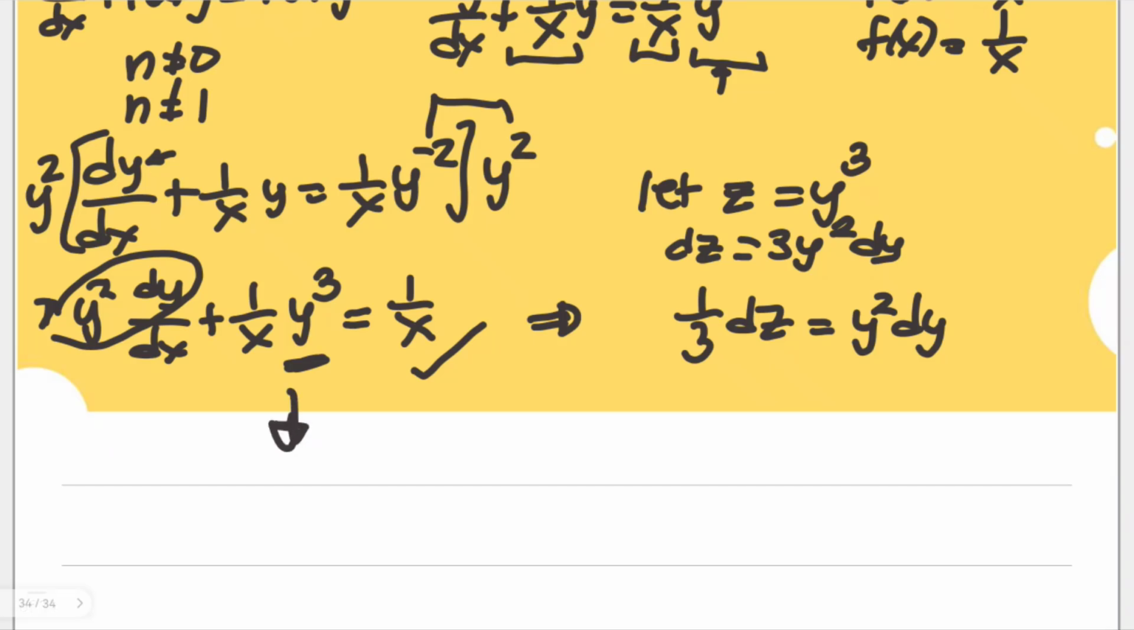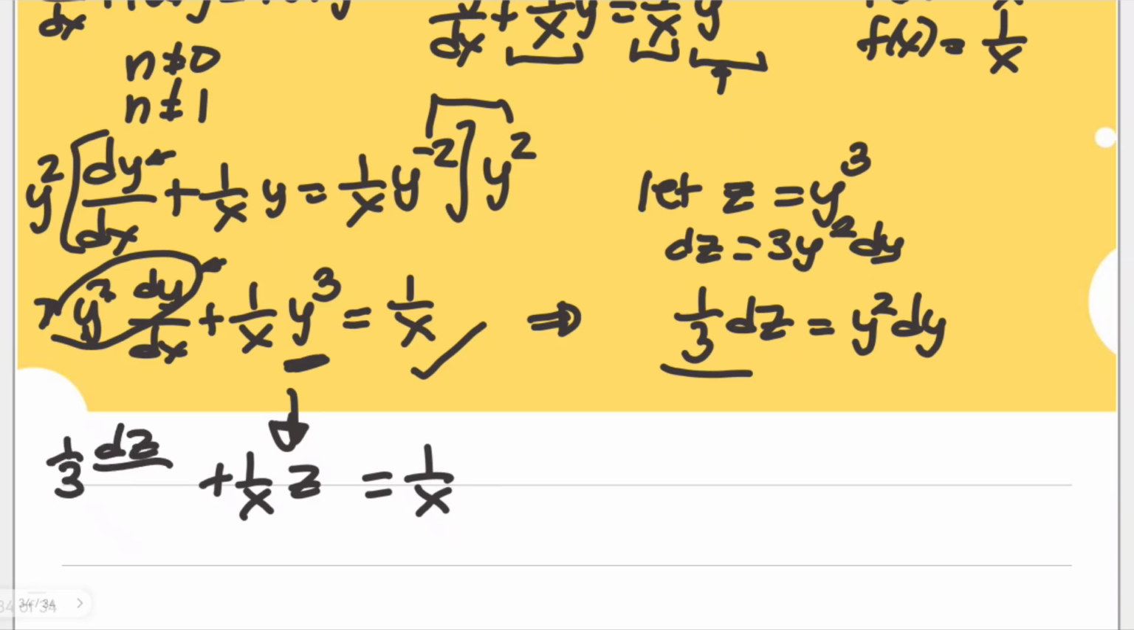So this would mean transforming this entirely into an expression with z instead of y. You will have here 1 over x times z. Your y squared dy over dx, this one here, will become 1/3 of dz over dx.